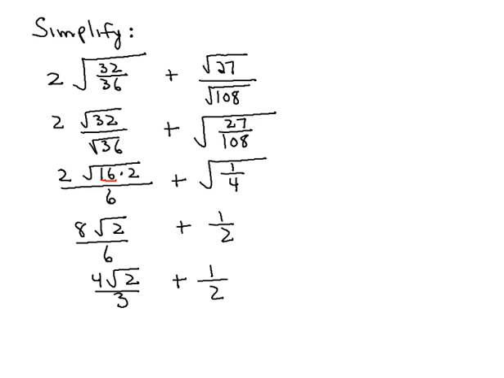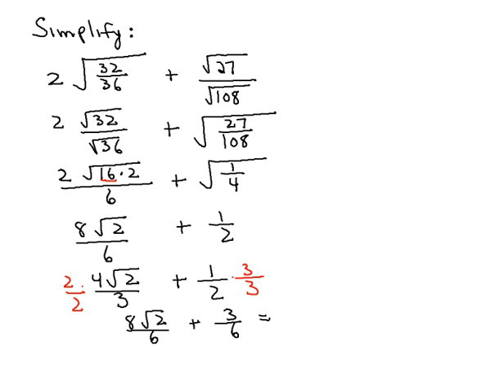And to combine them further, we need to find a common denominator, which I think you can see will be 6. So what we'll do is multiply then the first fraction by 2 over 2, and the second fraction then by 3 over 3. And so now what we will have then is 8 times the square root of 2 all over 6 plus 3/6.